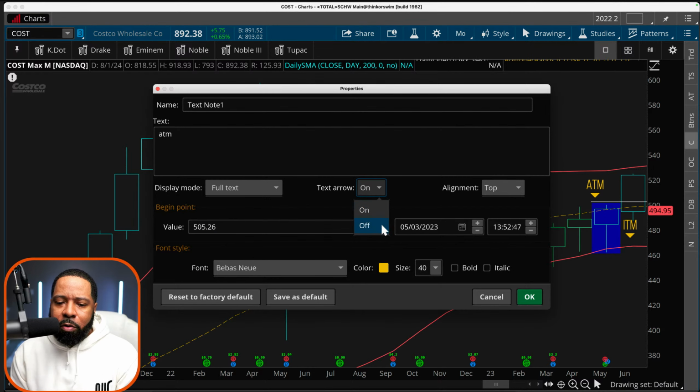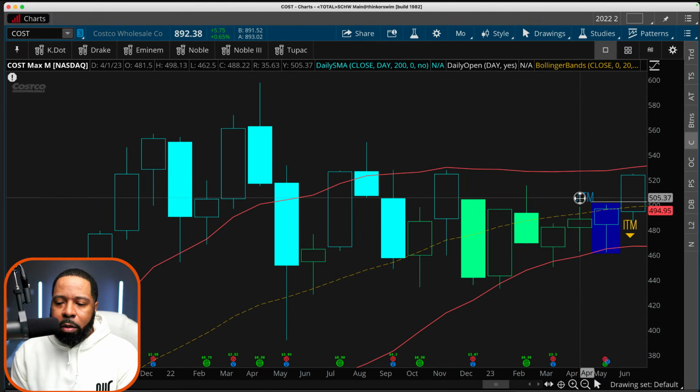Matter of fact, I'll take this arrow off. Oh, no, I'll put it on the right side. Oh, I still took it off. Hold on.